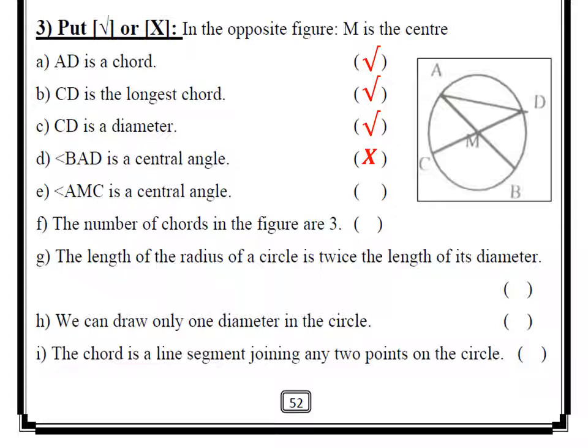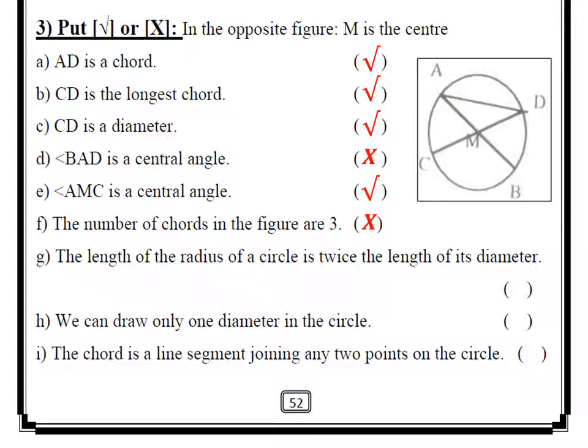Okay, angle AMC is a central angle. Yes, it's a central angle where M is the center, so that's why the vertex is M. The number of chords in the figure is 3. No, because we have only one chord drawn, which is AD. Some of you will tell me that AB is a chord and CD is a chord. Yes, but we have to mention that they are the longest chords. And here in the sentence they didn't mention the word longest, so the sentence is wrong.